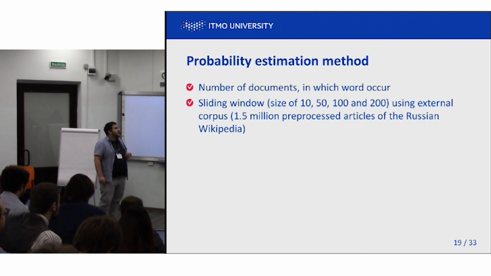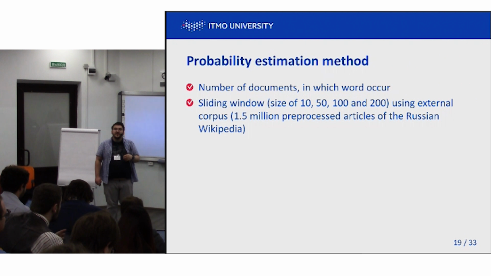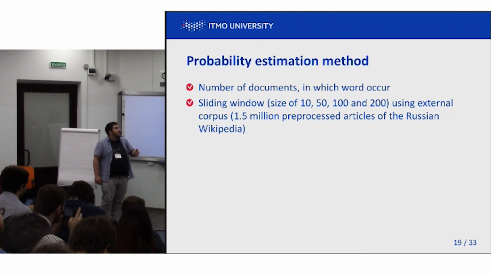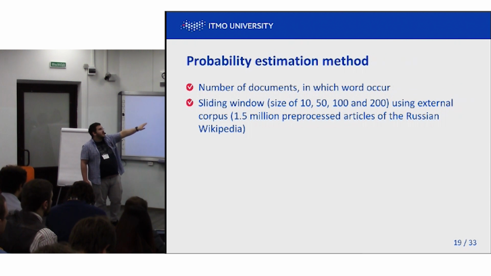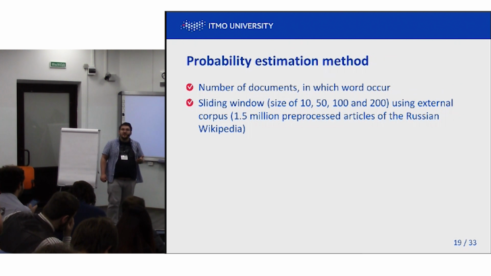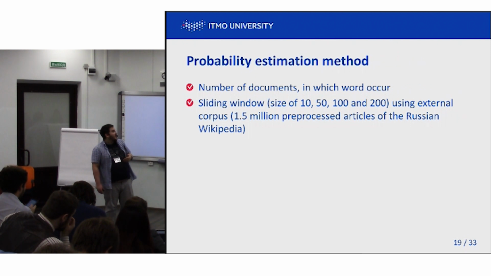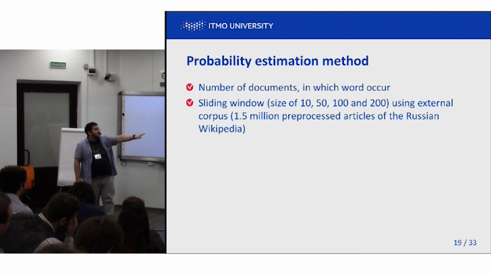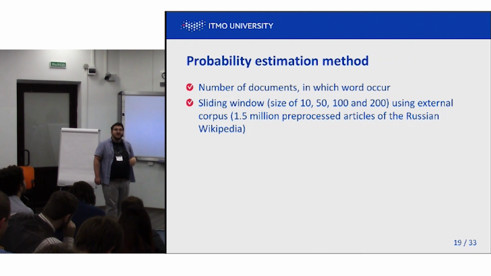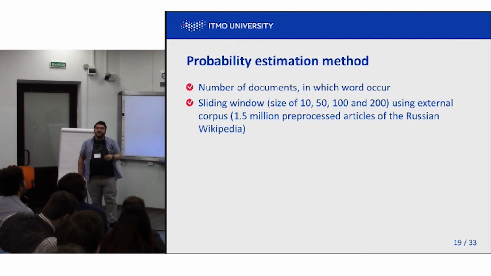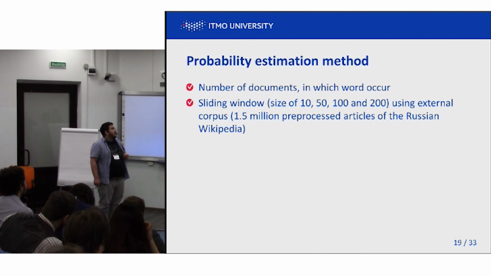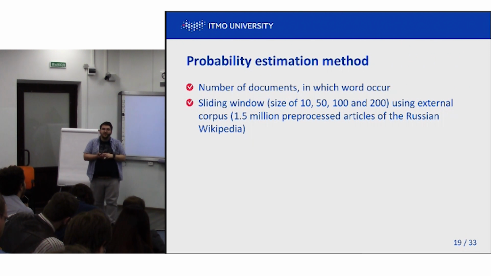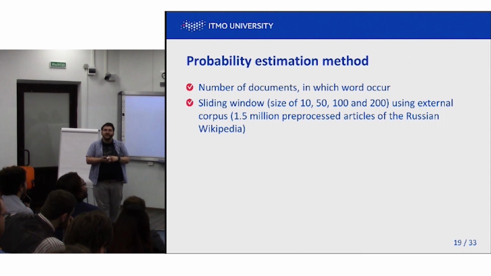For probability estimation methods, the one-Boolean-document method is commonly used in UMass. We simply count the number of documents in which a word occurs and divide it by the number of documents in the collection. Also, we can use a sliding window of different sizes on some external corpus. For this external corpus, we use articles from the Russian Wikipedia. We have 1.5 million preprocessed articles. Both of these methods allow us to estimate the probability of a word and the joint probability of a word pair.